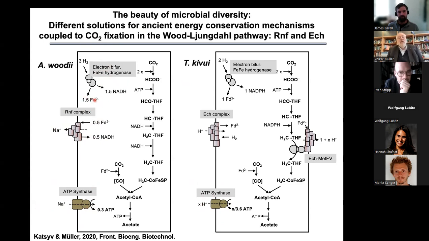And ferredoxin is generated from hydrogen by an electron bifurcating hydrogenase. The reduction of ferredoxin with hydrogen is highly endergonic and only made possible by the simultaneous reduction of NAD, and that energy is transferred in the hydrogenase to reduce ferredoxin at the expense of hydrogen.